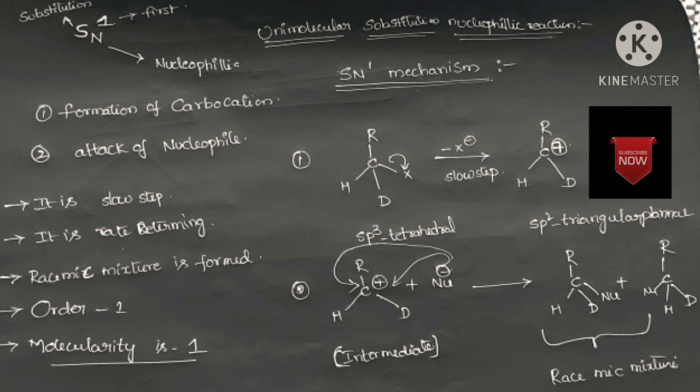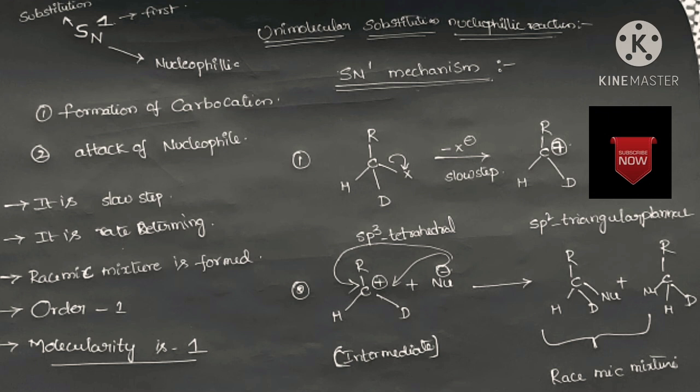It is an electronegative atom, so the bonded electrons shift towards the halogen side, and X minus is removed. So it is a slow step reaction, and it is also the rate determining step. In this, a carbocation is formed. So in SN1 reaction, the first step is the formation of carbocation and the second step is the nucleophilic addition. In the first step we remove X minus to form the carbocation.